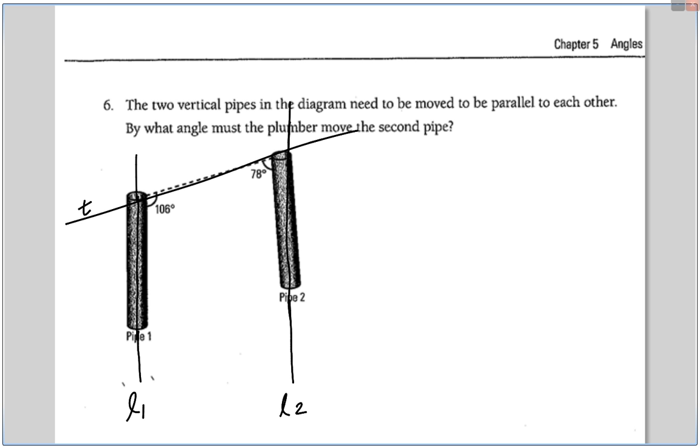Okay, so if this is 106, this value here must be supplementary because they're interior on the same side of the transversal. So 180 take away 106 is 74. You can see though that this angle is 78. So by what angle must the plumber move the other pipe? The difference between 74 and 78 is a 4-degree move.